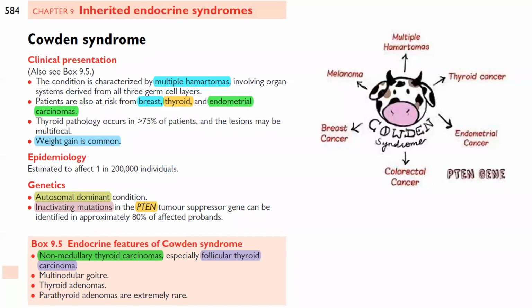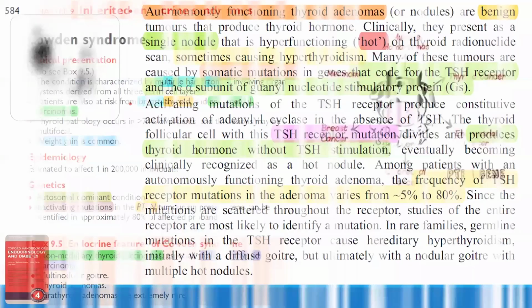So Cowden syndrome, in each exam, they will ask a question about Cowden syndrome. And we will cover it in chapter 9, inherited endocrine syndromes.